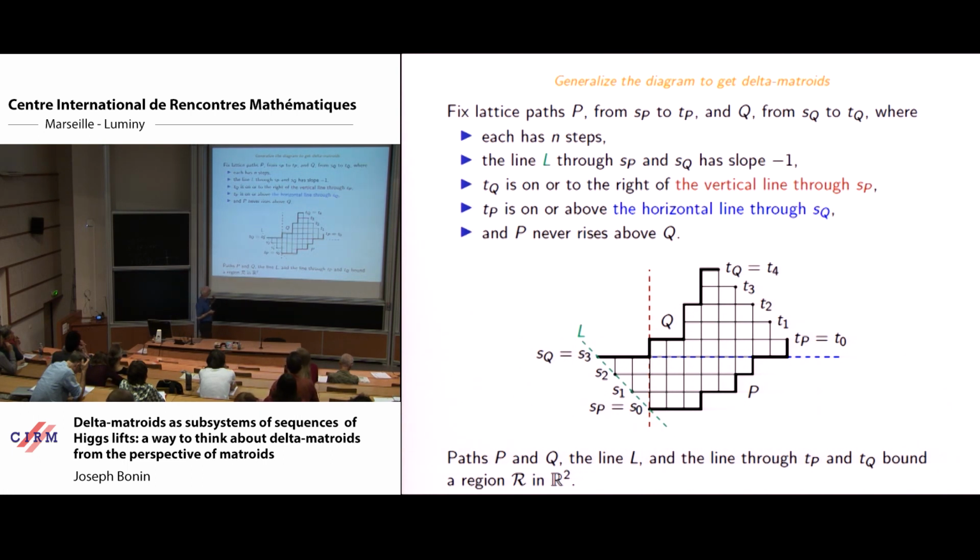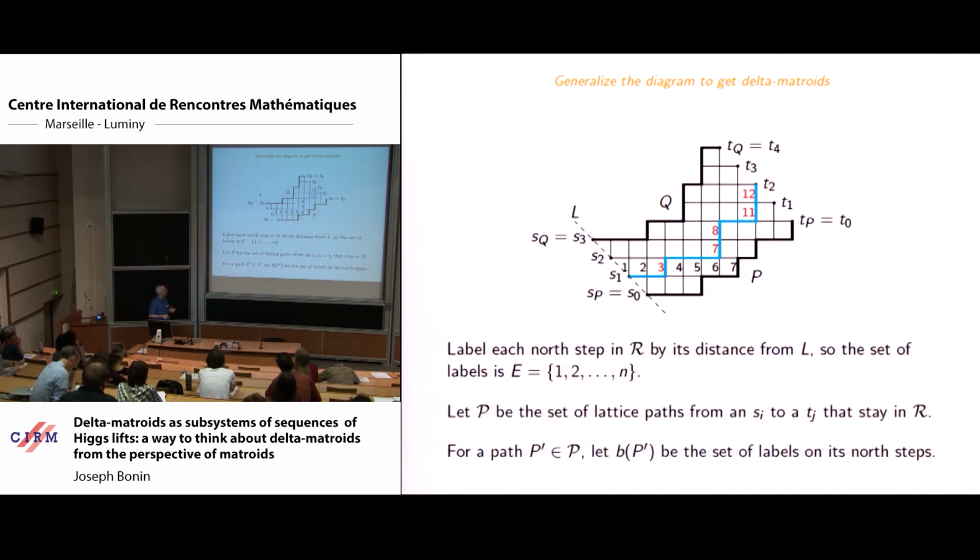I want TP to, let's see, what do I want? I want TQ to, so the last point of Q I want to be to the right of the line through S0. And similarly, I want TP, the end of P, to be above the horizontal line through SQ. And then that gives me a nice region, okay? And now I can consider paths in that region, starting at one of the points on that line of slope -1, ending at a point on the other slope -1 line.